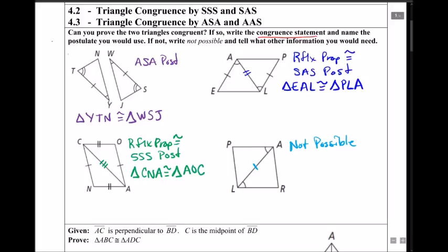Well, we have a number of options. We could do this side and this side. We would need 2 on that. And do side, angle, side. Or we could use these 2 angles and do angle, side, angle. Or we could use these angles and do angle, angle, side. So we have lots of options for that.